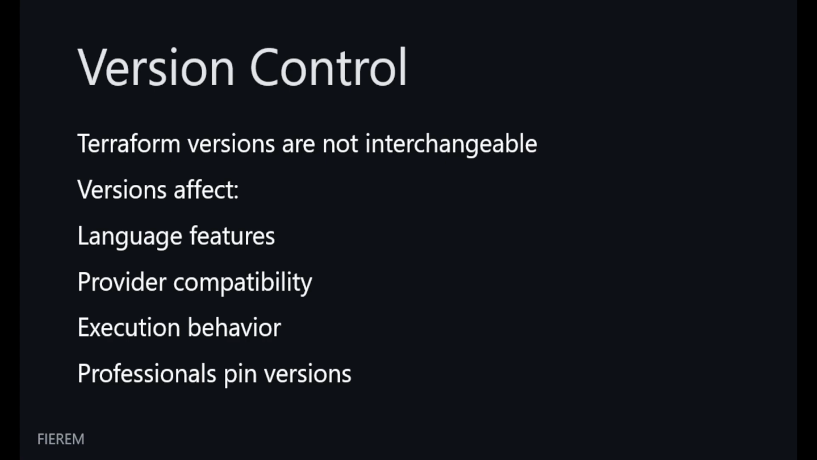Terraform versions are not interchangeable. Different versions change language behavior, provider compatibility, and execution details. This is why professional environments pin Terraform versions explicitly.